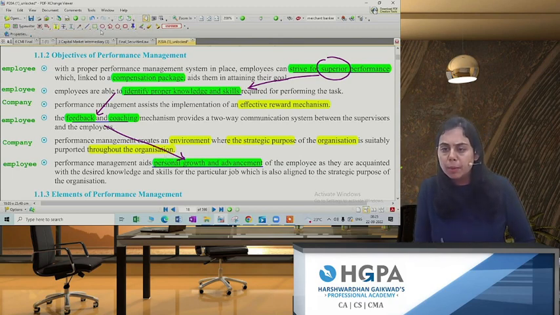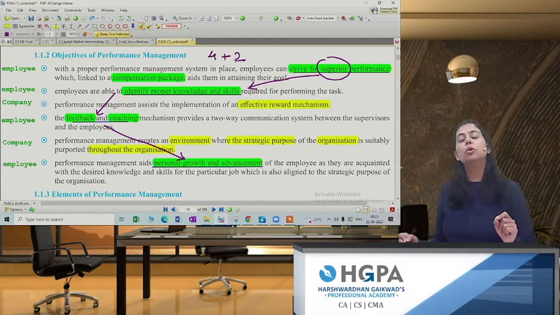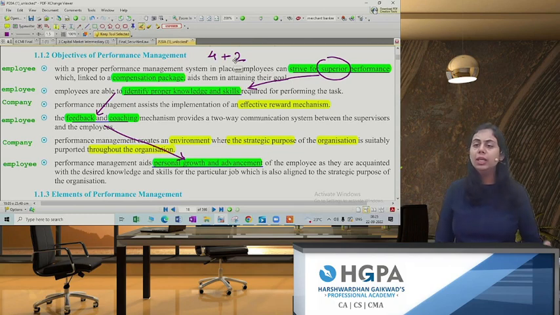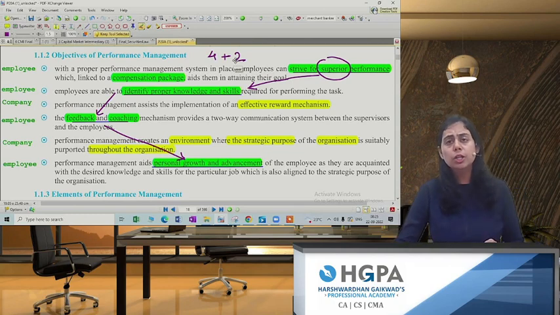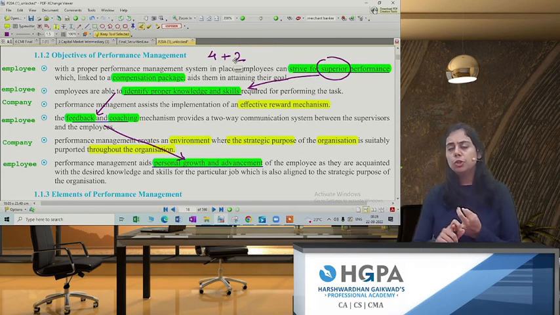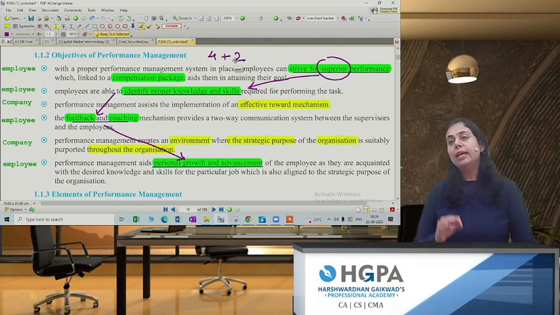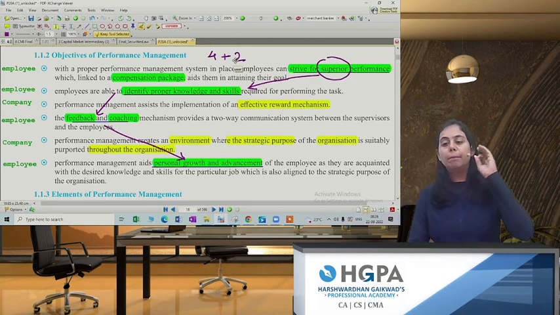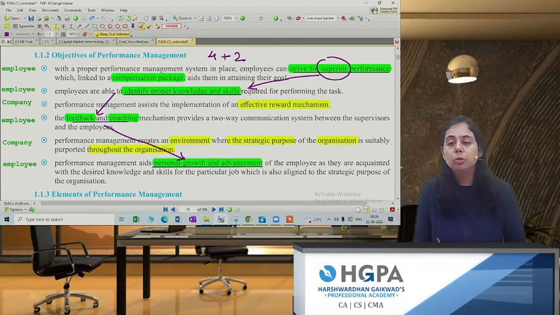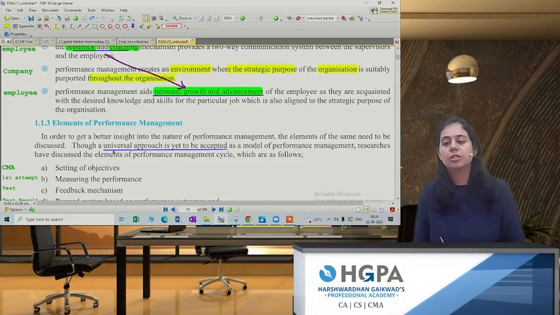Whenever we remember this answer, I want you all to remember it as 4 plus 2, that is, 4 points for the employee and 2 points for the company. Let's have a quick revision. The 4 points for employees: consider superior performance, you should have proper knowledge, you have proper feedback, and only then can you have personal growth. And the next 2 points from the company's point of view: there has to be an appropriate reward mechanism, and the company's environment should be the best and applicable throughout the organization.